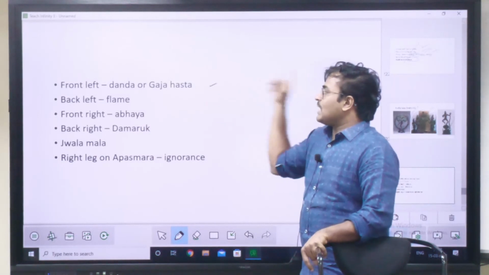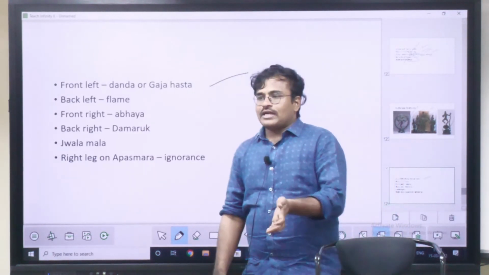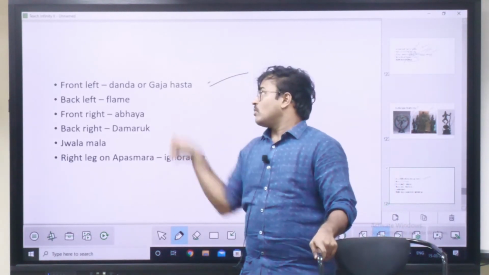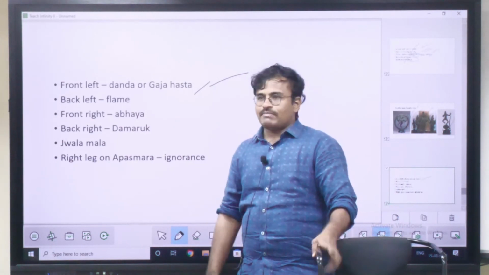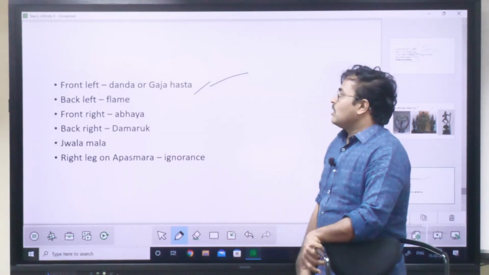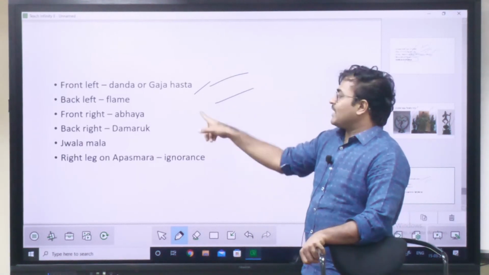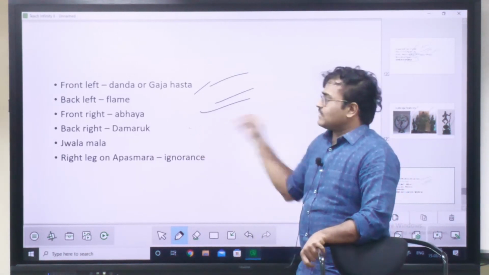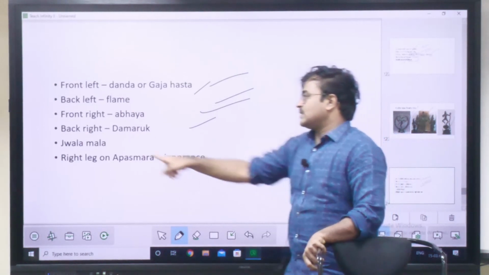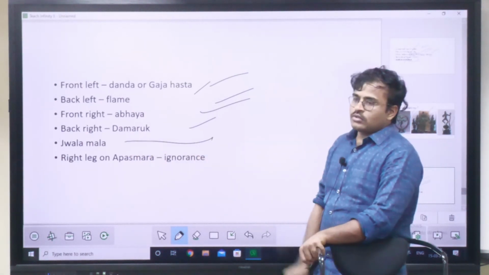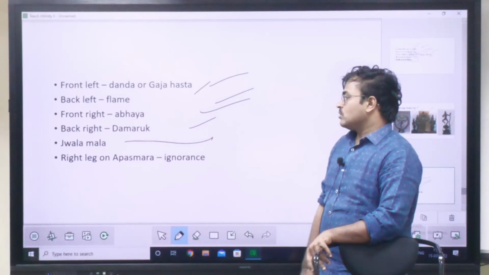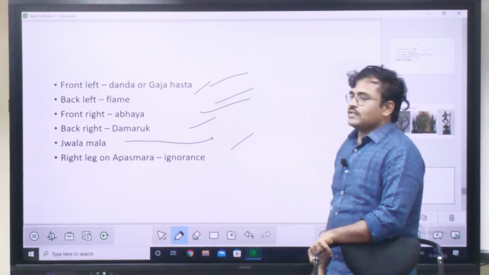Front left is Danda or Gajahasta, Danda or Varada Mudra. All those names mean the same thing. Danda, Gaja or Varada. Back left is flame. Front right is Abhaya. Back right is Damaruk. Jwalamala is a symbolism of the burial ground. Write it down: burial ground. Right leg on Apasmara, that is ignorance.